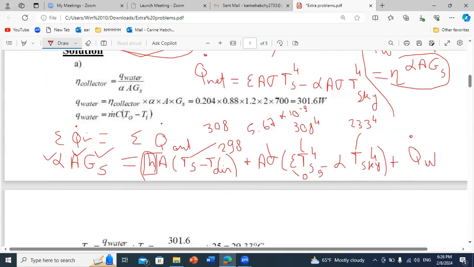So the first step was to find the temperature at outlet using the efficiency definition. The efficiency of the collector is Q water used, which is the useful energy, over the energy absorbed by the solar collector.